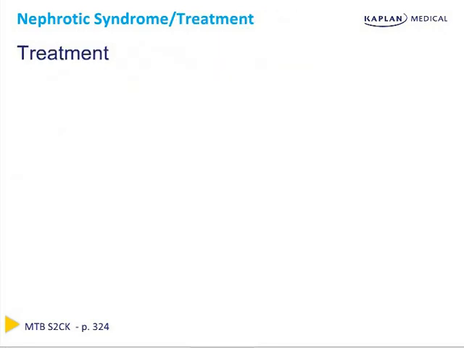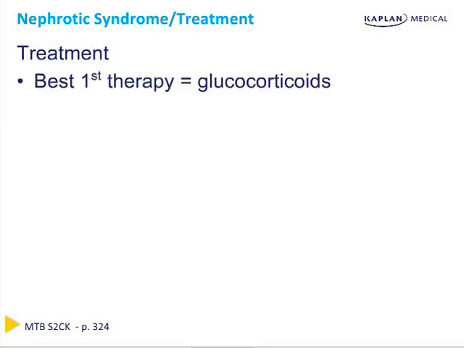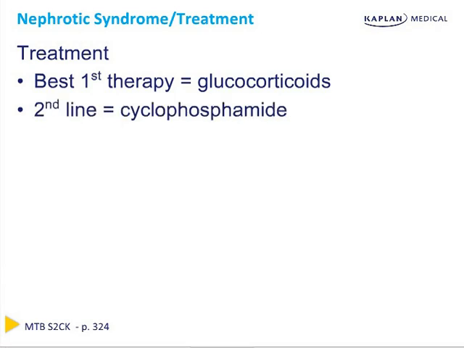Just like the presenting symptoms of nephrotic syndrome can be the same regardless of the underlying etiology, treatment of nephrotic syndrome is also the same, regardless of what caused the nephrotic syndrome in the first place. The mainstay of treatment is going to be immune suppression with glucocorticoids. This can either be prednisone or prednisolone. For frequent relapses of nephrotic syndrome, the second-line treatment is further immune suppression with something like cyclophosphamide.